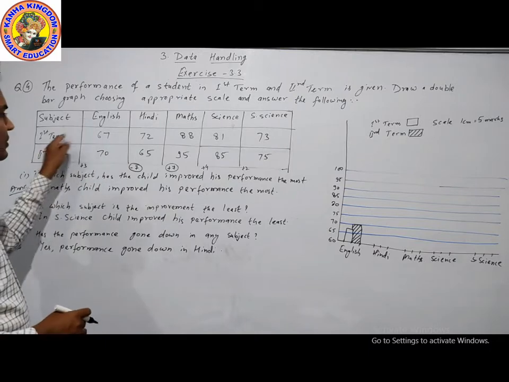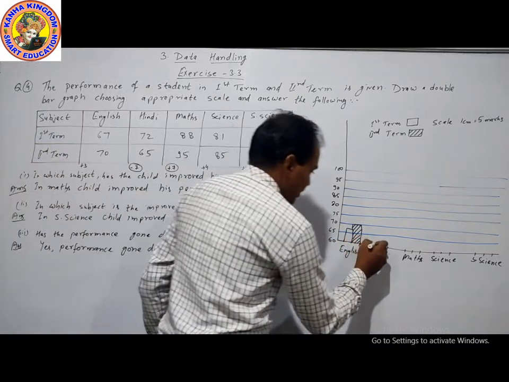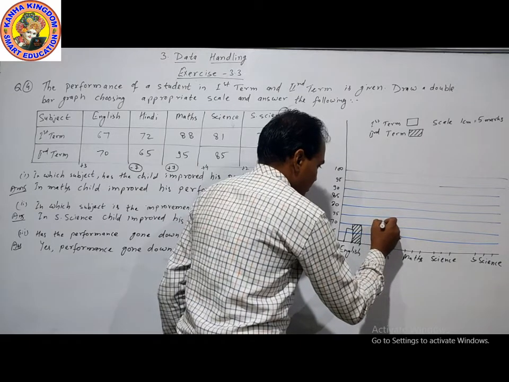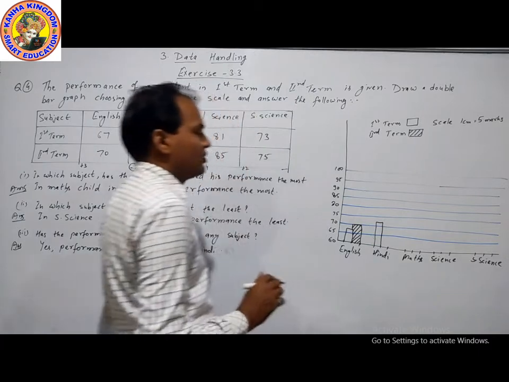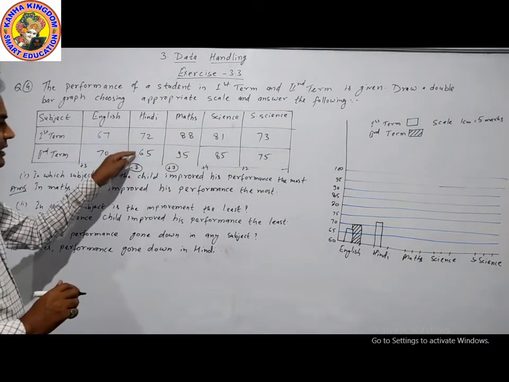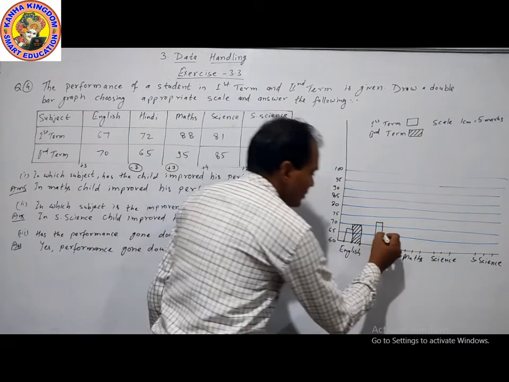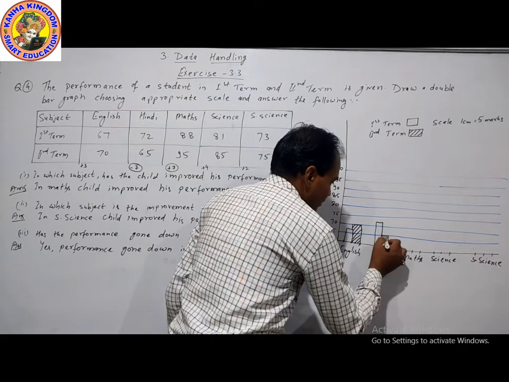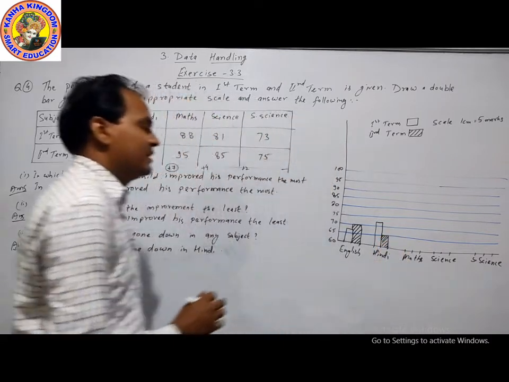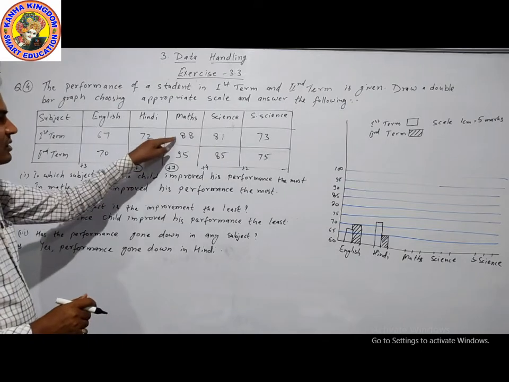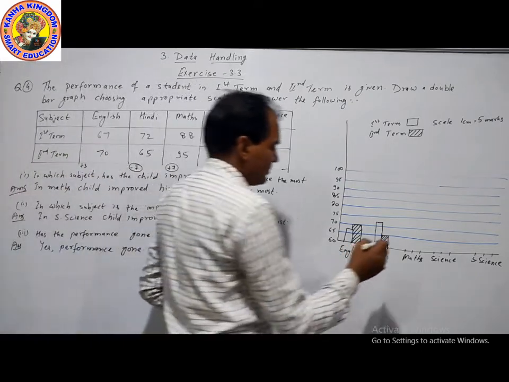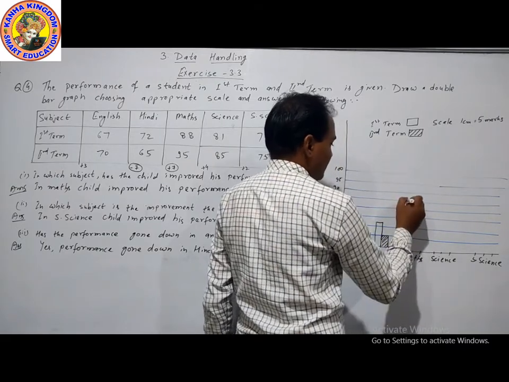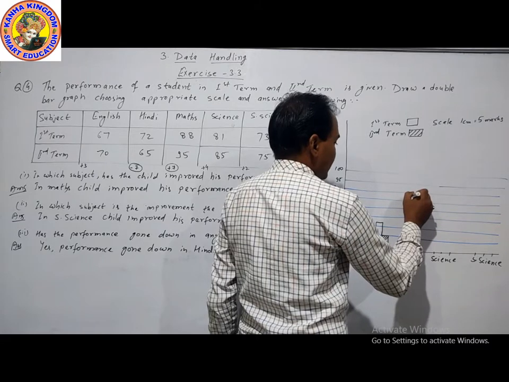Now in Hindi, first term 72. In Hindi, this is 70 and this is our 72. This is our first term. In second term, this is 65. Second term is denoted by lines. So these are the lines. In maths, in first term 88, this is 85. Now this is our 88.